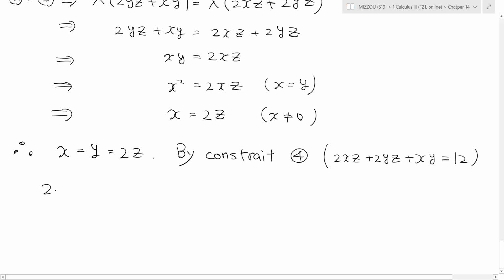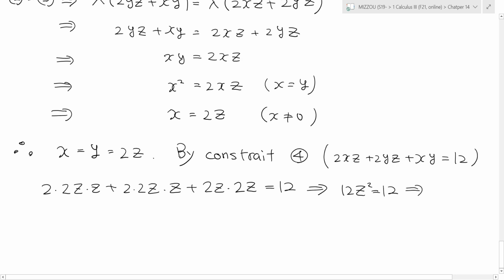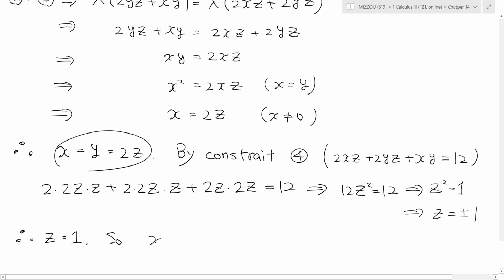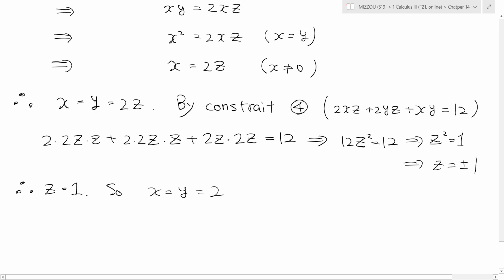So that means 2 times x, which is 2z, times z, plus 2 times y, but y is 2z, times z, and plus xy, but xy is 2z times 2z. That is equal to 12. And if you simplify this, you get 12z squared is equal to 12. And that gives z squared is equal to 1. And of course, z is plus or minus 1, but it's a length, so we only care about the plus 1. So therefore, z is equal to 1. And then once you get z is equal to 1, x, which is equal to y, is equal to 2. So therefore, we basically got the answer.